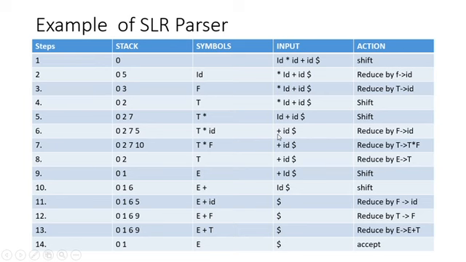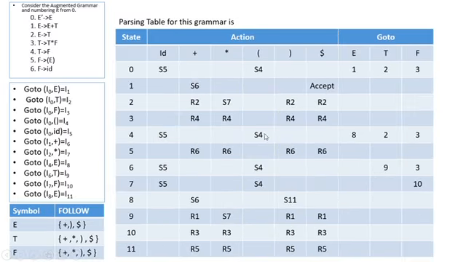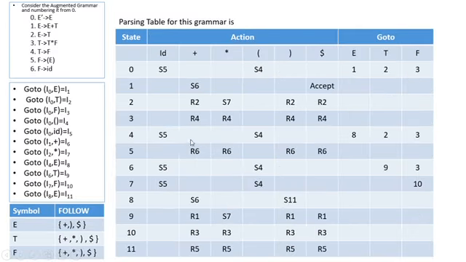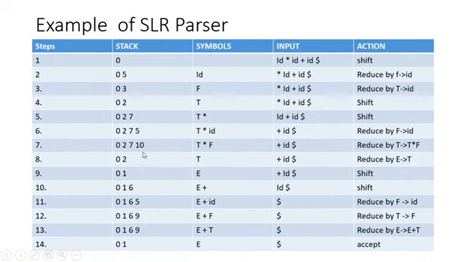Again you compare 5 with plus. So let's look at 5 with plus. 5 with plus is a reduce of 6. So what is 6? F derives ID. That means ID is changed to F. Now once we change it, 5 is removed from here, it's exposing 7. So 7 with F is what? 7 with F, it is 10. So 10 is kept in the stack.